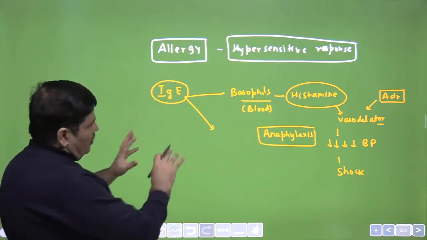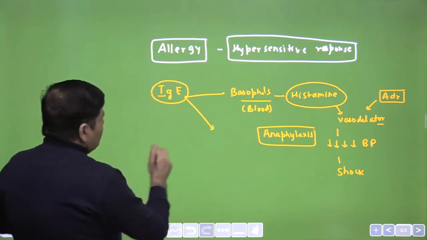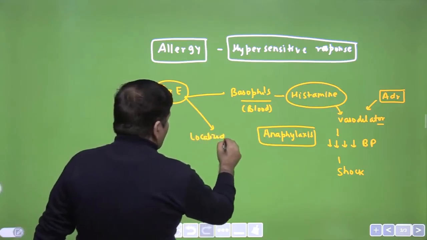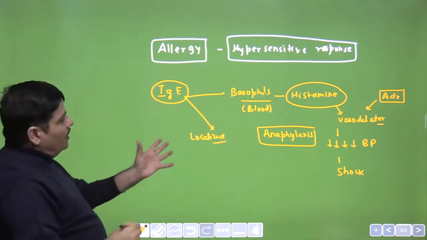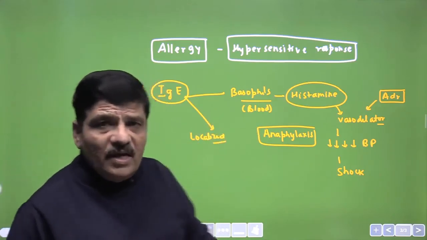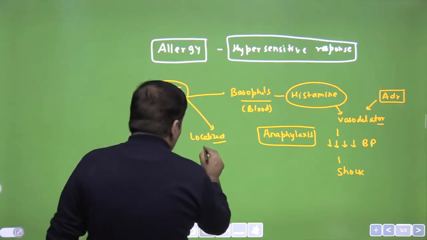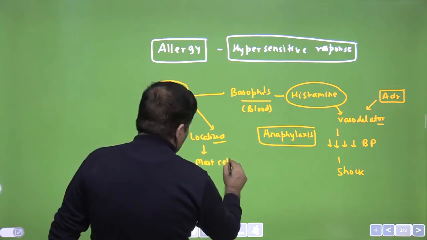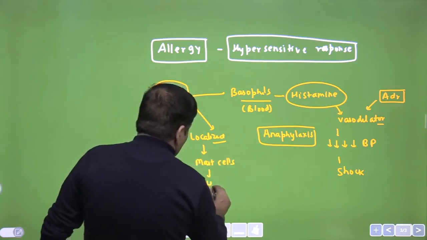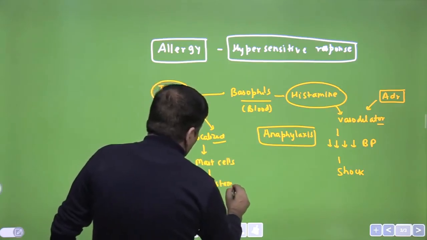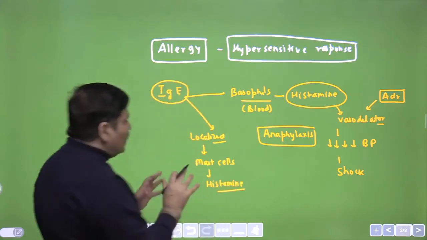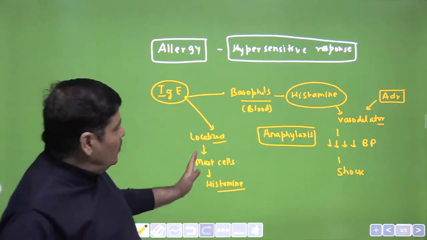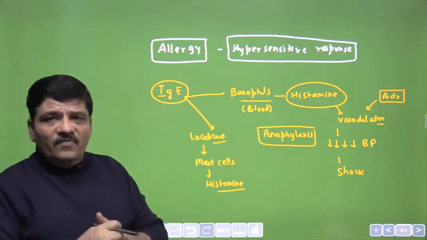Now, more commonly, what happens is that this will have a localized response. So rather than being generalized through the blood, it may be a localized response, and this time the IgE will lead to release of histamine from mast cells. You know that mast cells are present in the tissues, and there is histamine, and there will be a localized type of reaction, and this would not be as severe as anaphylaxis.